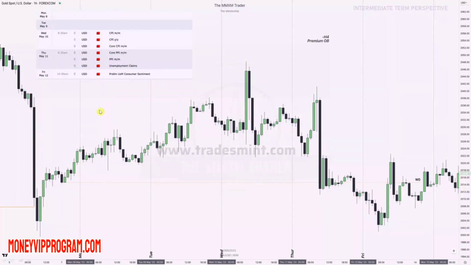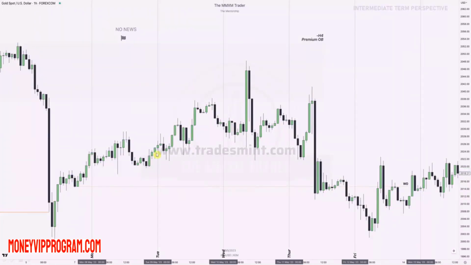So what can we expect? Consolidation, right? Not too much volatility injection because we've got that high impact news on Wednesday, CPI, right? And then on Thursday we've got PPI, and then closing off the week on Friday we've got consumer sentiment. So expecting nothing on a Monday, no news, no news again Tuesday. Now what can we expect for Wednesday, right?